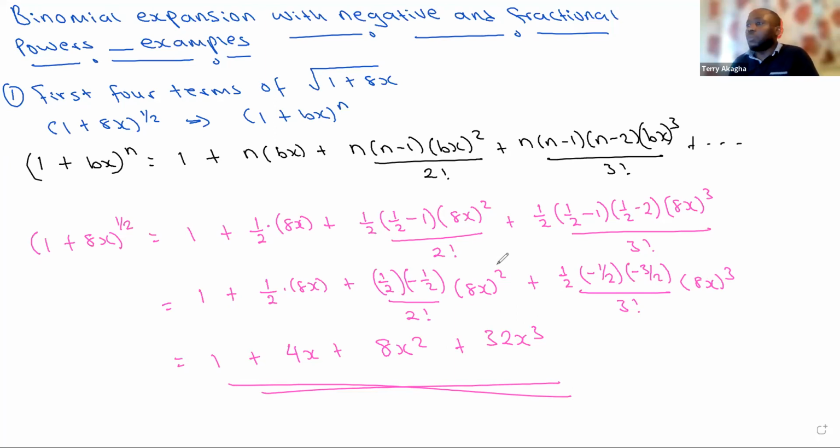Is that okay? Let me pick one more example. I think I have some seconds, so I can just put in one more example here. So let's say we're told to write the first 4 terms for 1 over (4 plus 3x) squared.